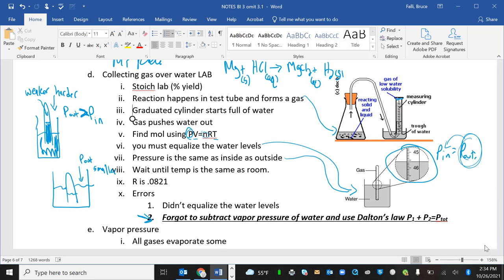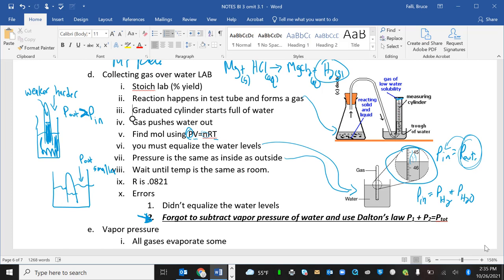But then we have another tricky thing. Don't forget to subtract the vapor pressure of water and use Dalton's law, okay? So we talk about the pressure inside equals the pressure outside. You will be given a vapor pressure of water. So the pressure inside equals the pressure outside, and the pressure inside would equal the pressure of H2 plus the pressure of H2O. H2O and all liquids always evaporate just a touch, okay? And that has to be added in there because otherwise your hydrogen will be falsely high, okay?